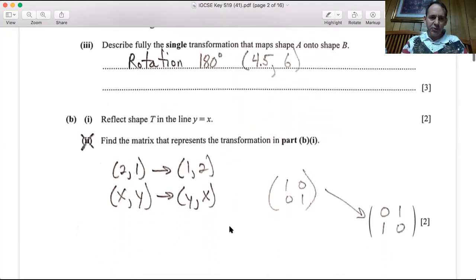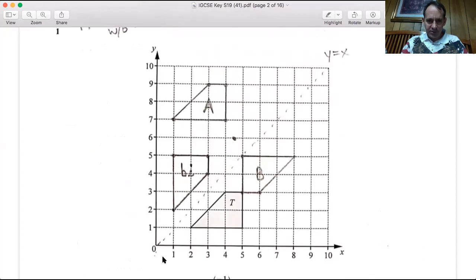Then it wants you to reflect shape T in the line y equals x. So here is the line y equals x. Y equals x is like y equals mx plus c, where the plus c is an understood 0 and the m is an understood slope of up 1 over 1. So if you go up 1 over 1, you get this line here. It makes a 45-degree angle with the x-axis. That is your line of symmetry.